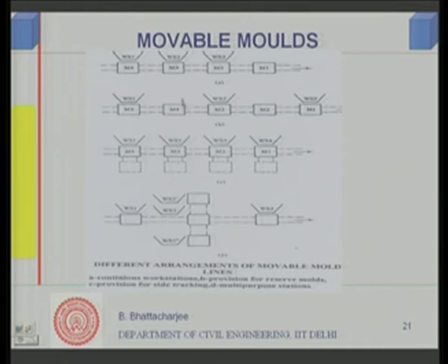Now, you see, there is one problem: since they are all in a single line, if there is a disruption at any one point, the whole system can get stopped. Therefore, you have stations like these, where if there is a problem, you shift it out. Everywhere you have stations.